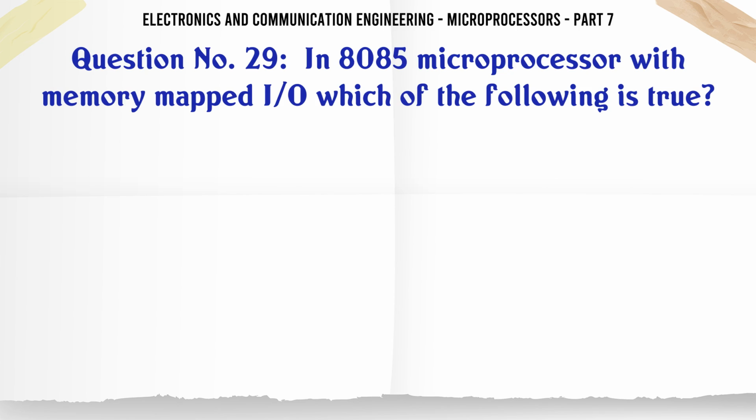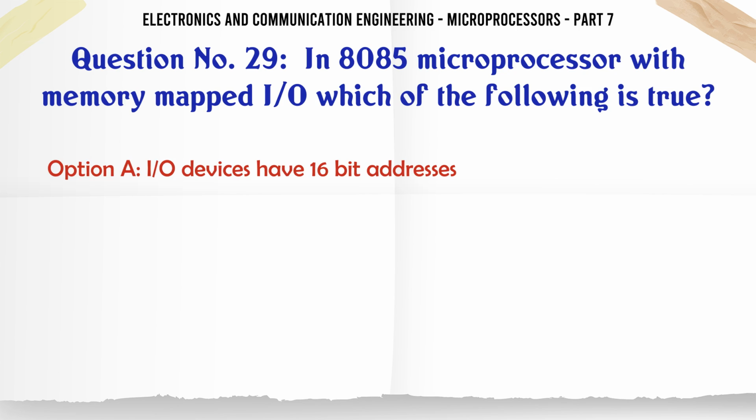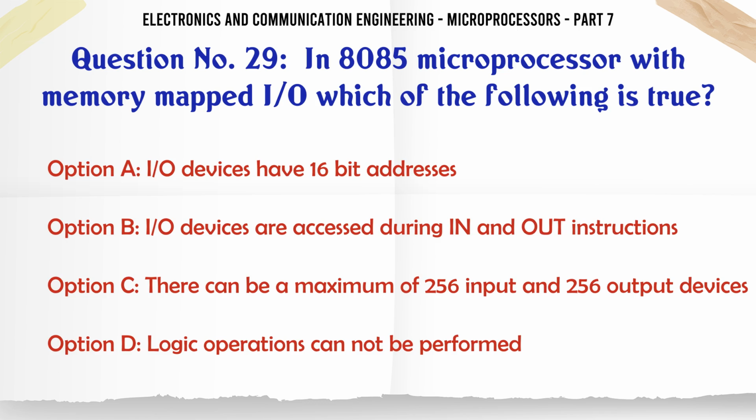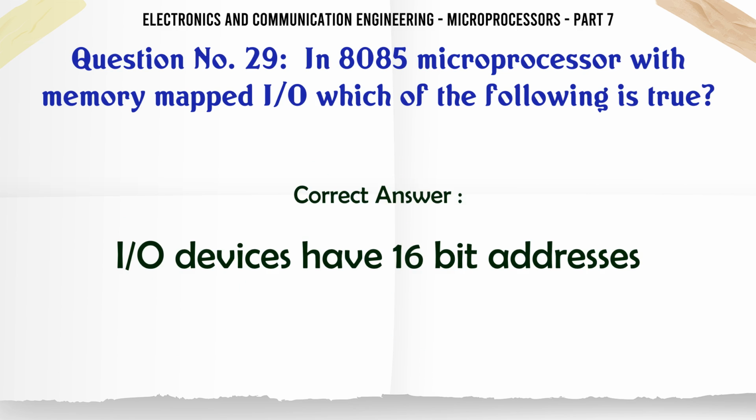In 8085 microprocessor with memory mapped I/O, which of the following is true? A. I/O devices have 16-bit addresses. B. I/O devices are accessed during in and out instructions. C. There can be a maximum of 256 input and 256 output devices. D. Logic operations cannot be performed. The correct answer is I/O devices have 16-bit addresses.